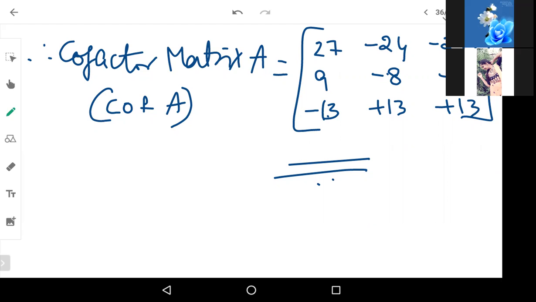Any doubts in the cofactor? See, first we learnt minor. Now using minor, we have learnt cofactor. So both minor and cofactor application is there in this matrix.